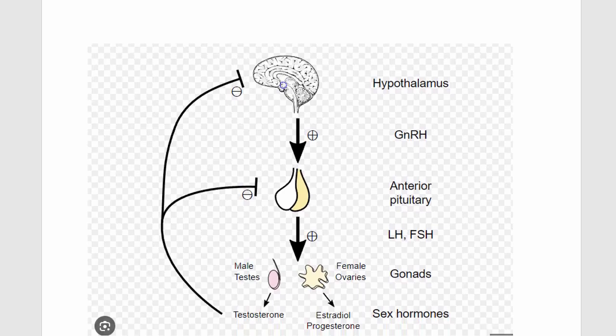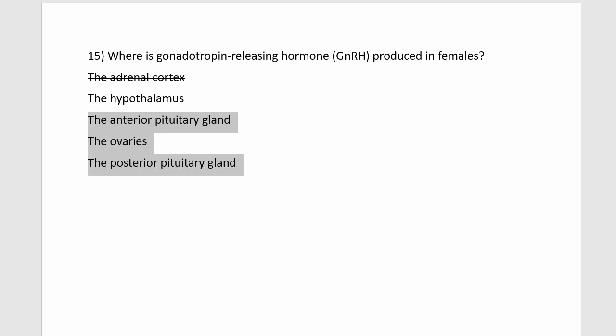But that's not where releasing hormone is. Hypothalamus produces, I think, like 8 to 10 different hormones. All of them are called releasing hormones. As far as I'm aware, they're all releasing hormones. So if you think releasing hormone, think hypothalamus. So it's not going to be anterior pituitary gland, not going to be posterior pituitary gland, and it's not going to be the ovaries. So the correct answer for both men and women is the hypothalamus.